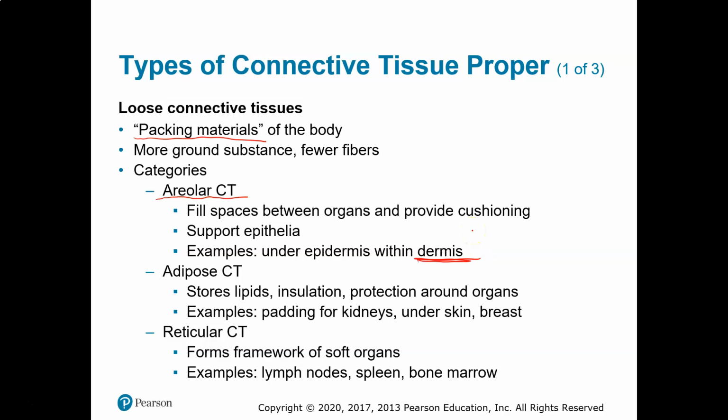Adipose connective tissue is fat. Fat tissue stores fats or lipids. It insulates and protects organs. You find adipose connective tissue around the kidneys and the heart, underneath the skin and the breast. Reticular connective tissue forms the framework of soft organs like the lymph nodes, the spleen, the bone marrow, and I think I mentioned the liver.